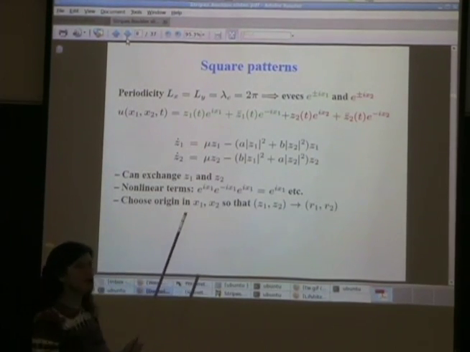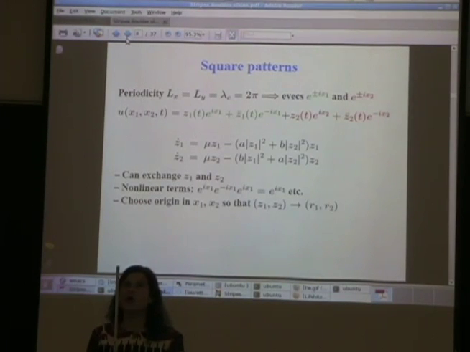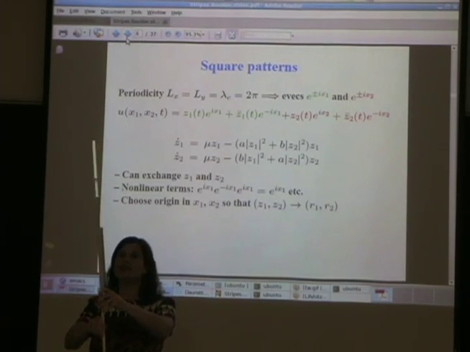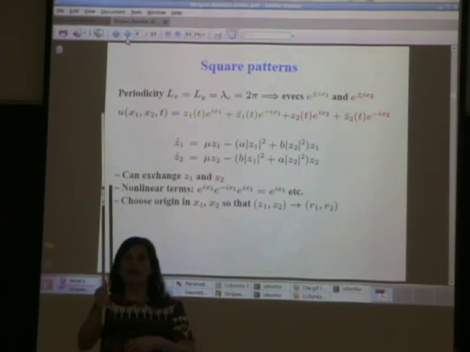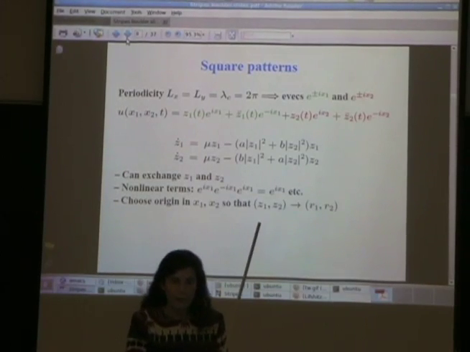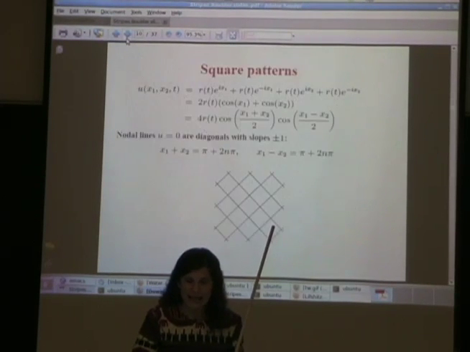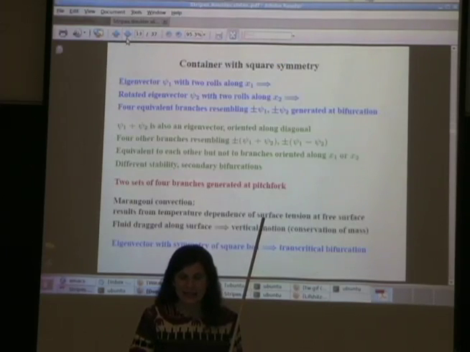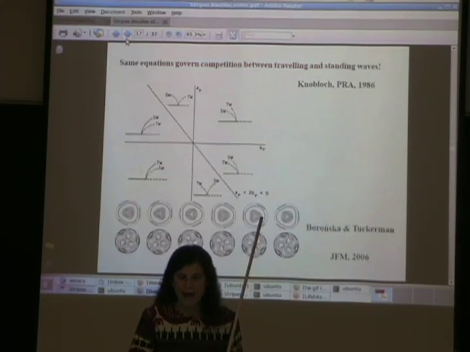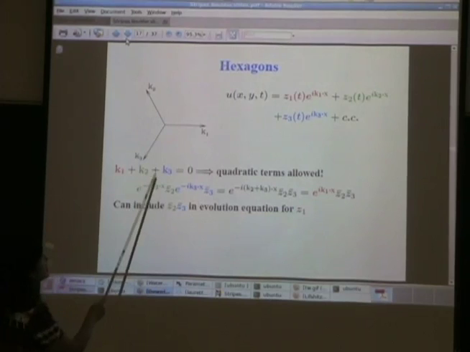And basically that is because by taking a wave vector like this plus a wave vector like this, you will never get back to something that is good. But that's not true of these hexagons. In the hexagons, we have that K1 plus K2 plus K3 equals 0.